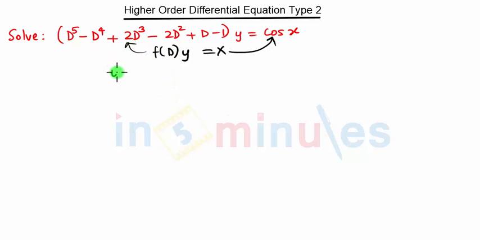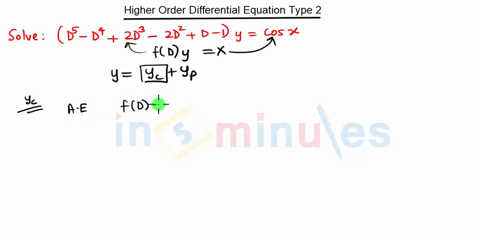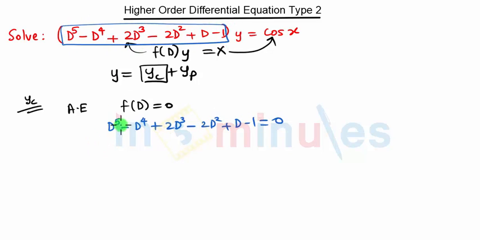So the solution for this equation is given by y equal to yc plus yp, and first we will concentrate on yc. So for yc we consider an auxiliary equation, and the auxiliary equation is nothing but f of D equal to 0. So we are going to substitute this f of D equal to 0. The highest power of D is 5, so this equation will have 5 roots.